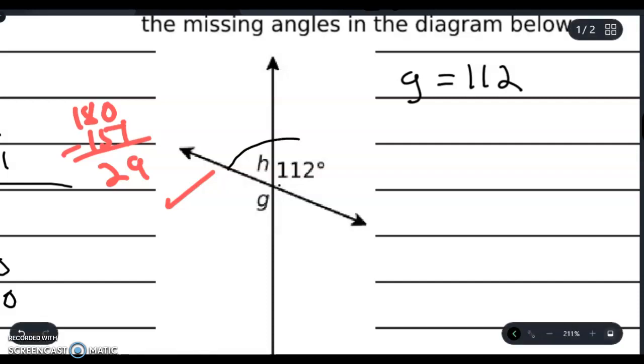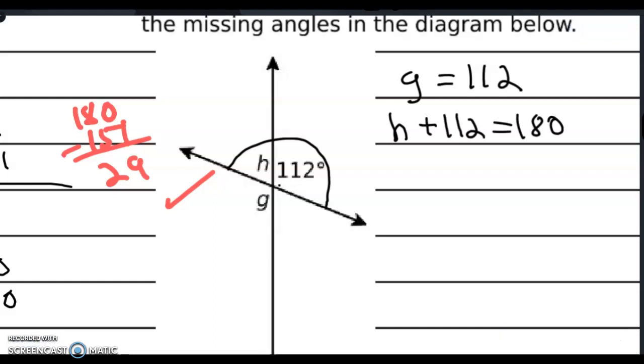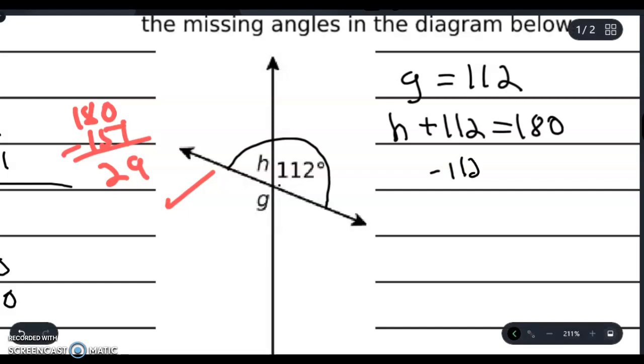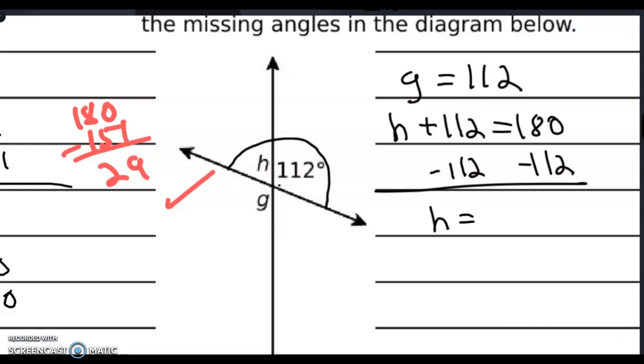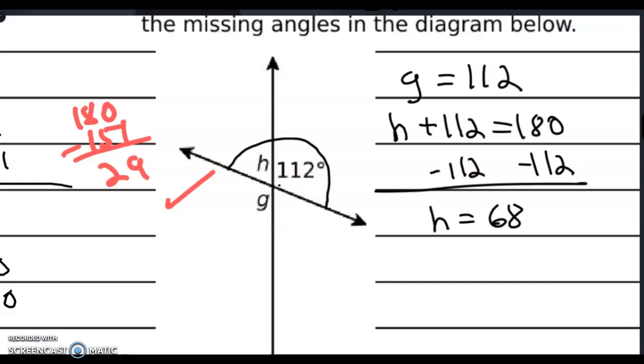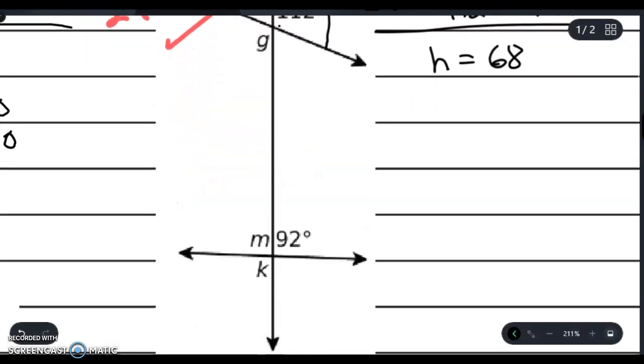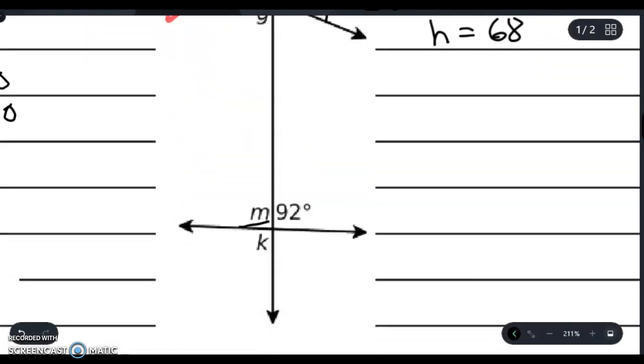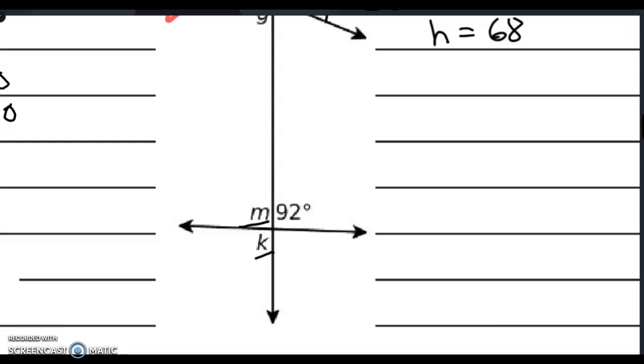Alright, I know the H all the way around to here, that is going to be equal to 180. So H plus 112 is equal to 180. And then I'm going to subtract 112 on both sides. And H is equal to 68. So I got G, I got H. Last one I need to do, I got 2 more letters here. I got M and K. So let's find both of those.